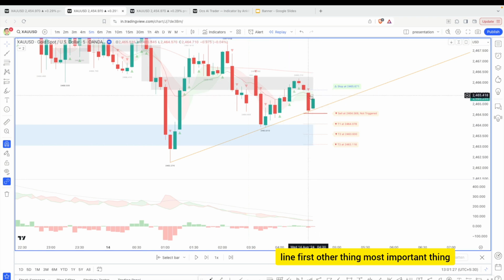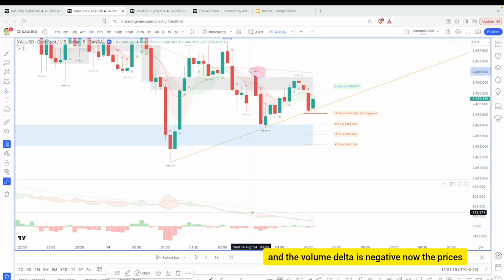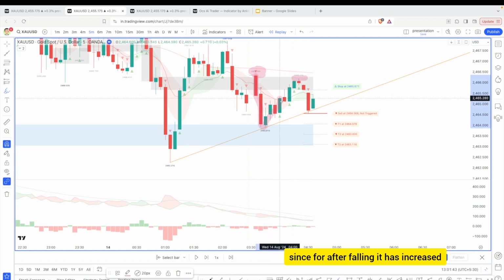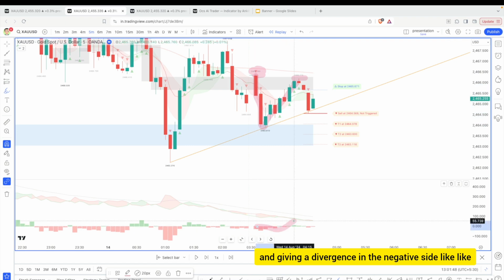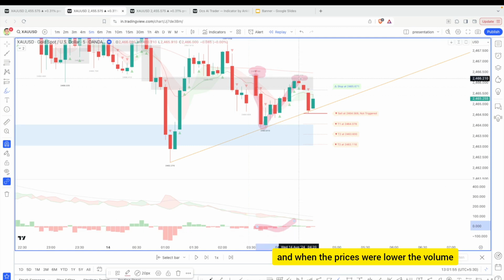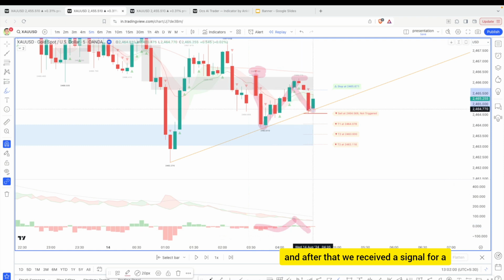Another most important thing to take care about is the divergence in cumulative volume delta. Like here, what do we see? We see the prices are upside, prices here are upside, okay, and the volume delta is negative. Now the prices, after falling, have increased and the volume delta has increased, giving a divergence on the negative side. When the prices were higher the volume delta was negative, and when the prices were lower the volume delta became positive, and after that we received a signal for a short over here.